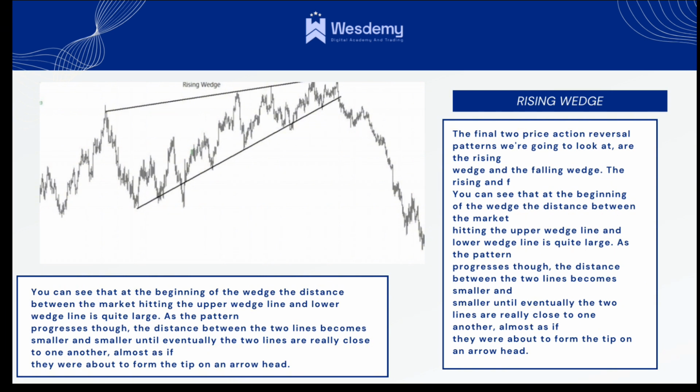All right, now the final two price action reversal patterns we're going to be looking at are the rising wedge and the falling wedge. Now, just like the head and shoulders and the inverse head and shoulders are more like partners, the double bottom and the double top are also like partners. And then the rising wedge and the falling wedge are also partners. As you can see, at the beginning of the wedge, the distance between the market hitting the upper wedge line and the lower wedge line is quite large. As the pattern progresses, the distance between the lines becomes smaller.